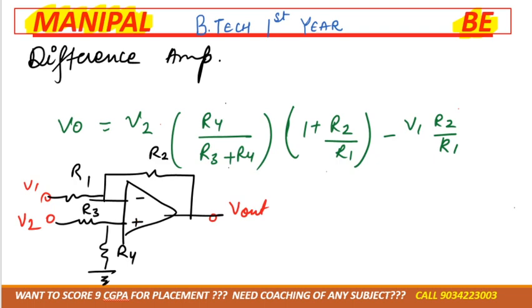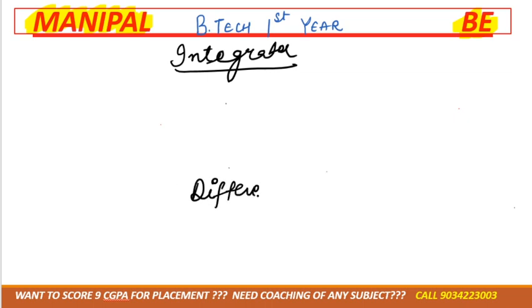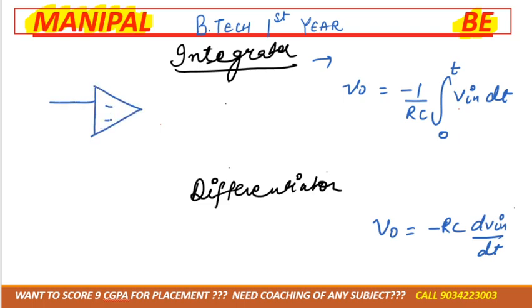Okay, last is integrator and differentiator. Based on this, you will get one integrator and differentiator. For integrator, output voltage is minus 1 by RC. Integrator, so integration of Vin dt, limit varying from 0 to t. For differentiator, V naught is equal to minus RC dVin by dt. So what is the difference? There is only a slight difference.